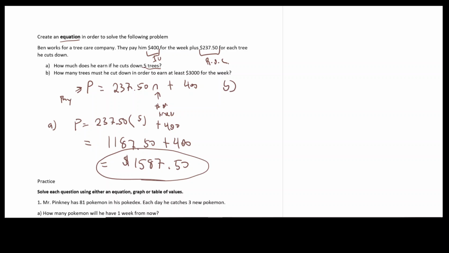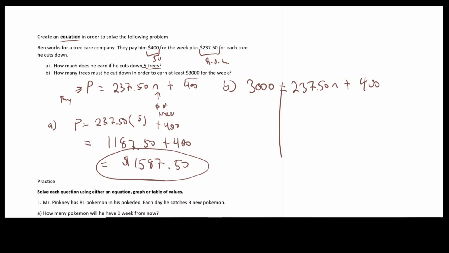Part B is the other type of question. So instead of telling us the n value, how many trees must he cut down, it's asking us to find n in order to earn 3,000. It's telling me that his pay, so I can put that in for pay. And we can solve this equation.